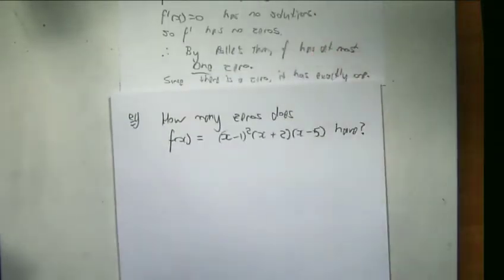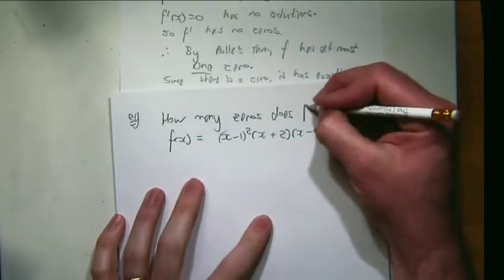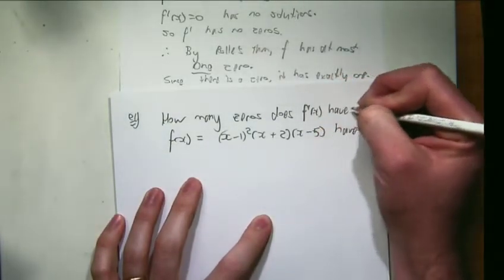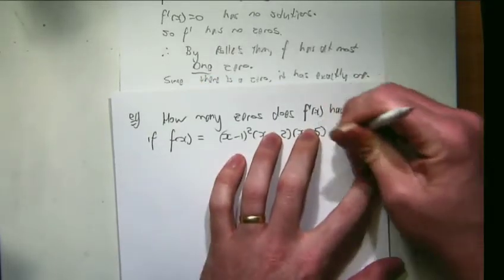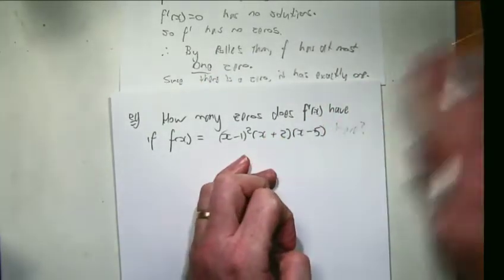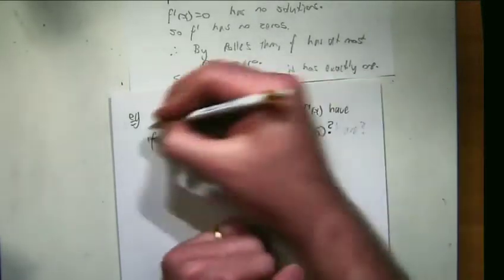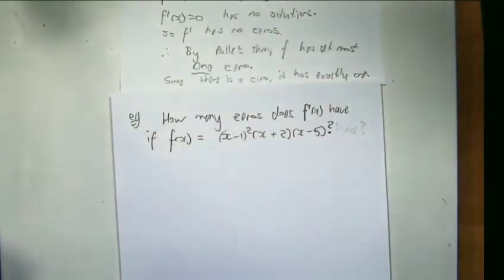How many zeros does that function have? Without finding them, right? Using Rolle's theorem. Sorry, how many zeros does f'(x) have if f(x) equals that? Sorry, sometimes I have to be, as I said, I warned you. How many zeros does f'(x) have if f(x) is that?